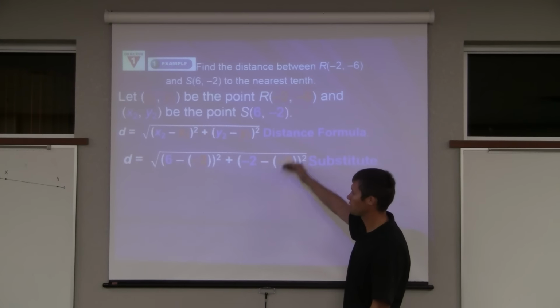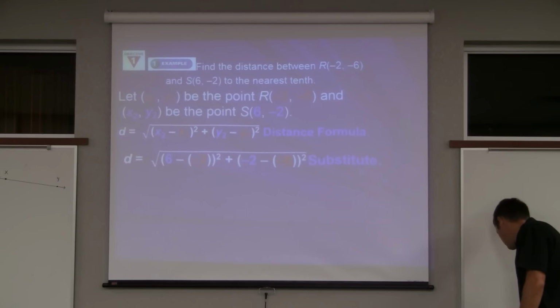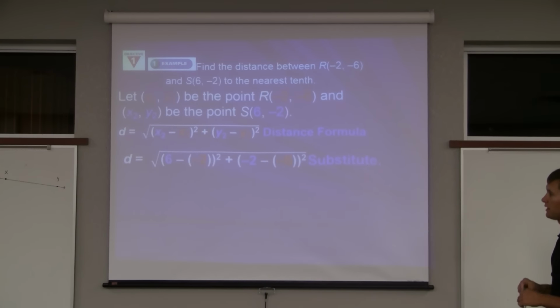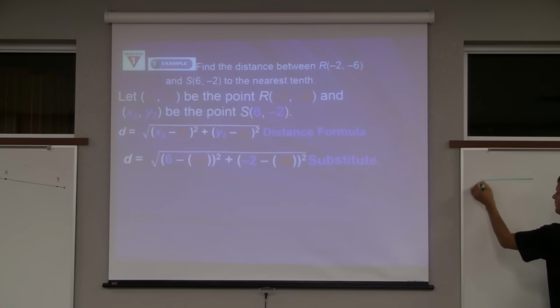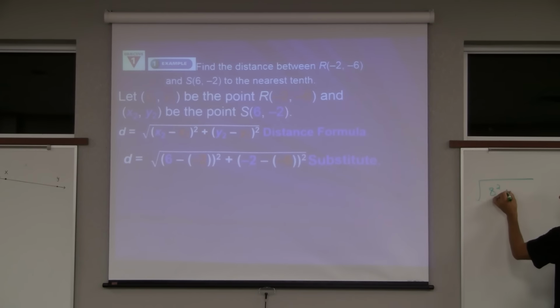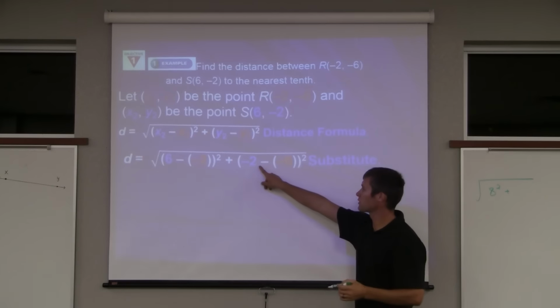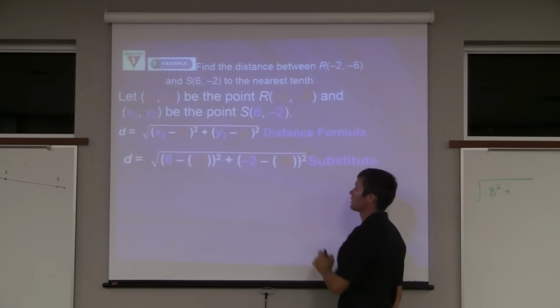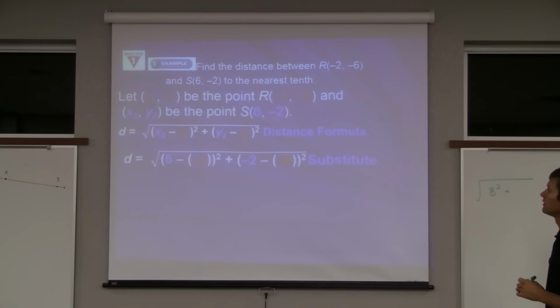Right? And so we go through and simplify from there. When you go ahead and do that, 6 minus -2, so minus and minus, that would be 8 squared, plus, and then we go -2 minus -6, so that would be addition. Just checking it. Yeah, so we should get 4 squared. So 8 squared would be 64, plus 16, square root. Square root of that is 80.